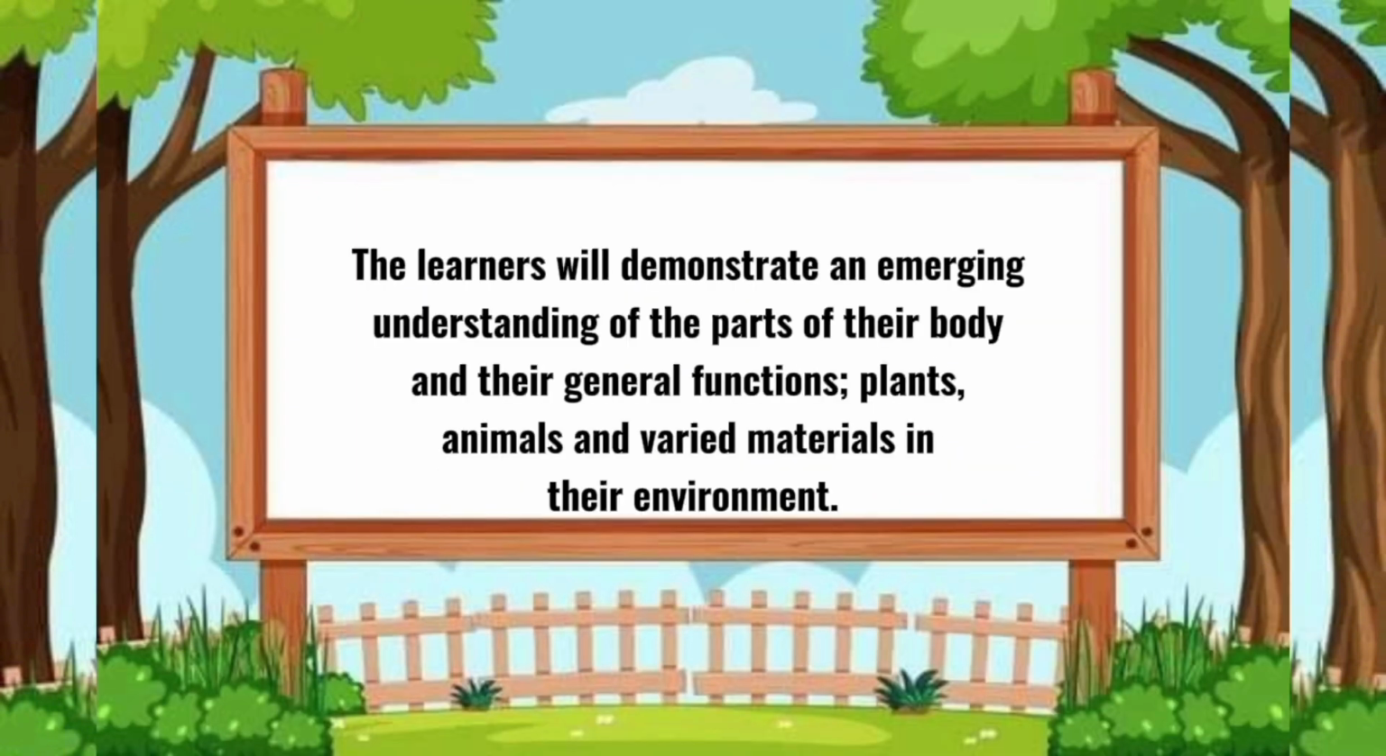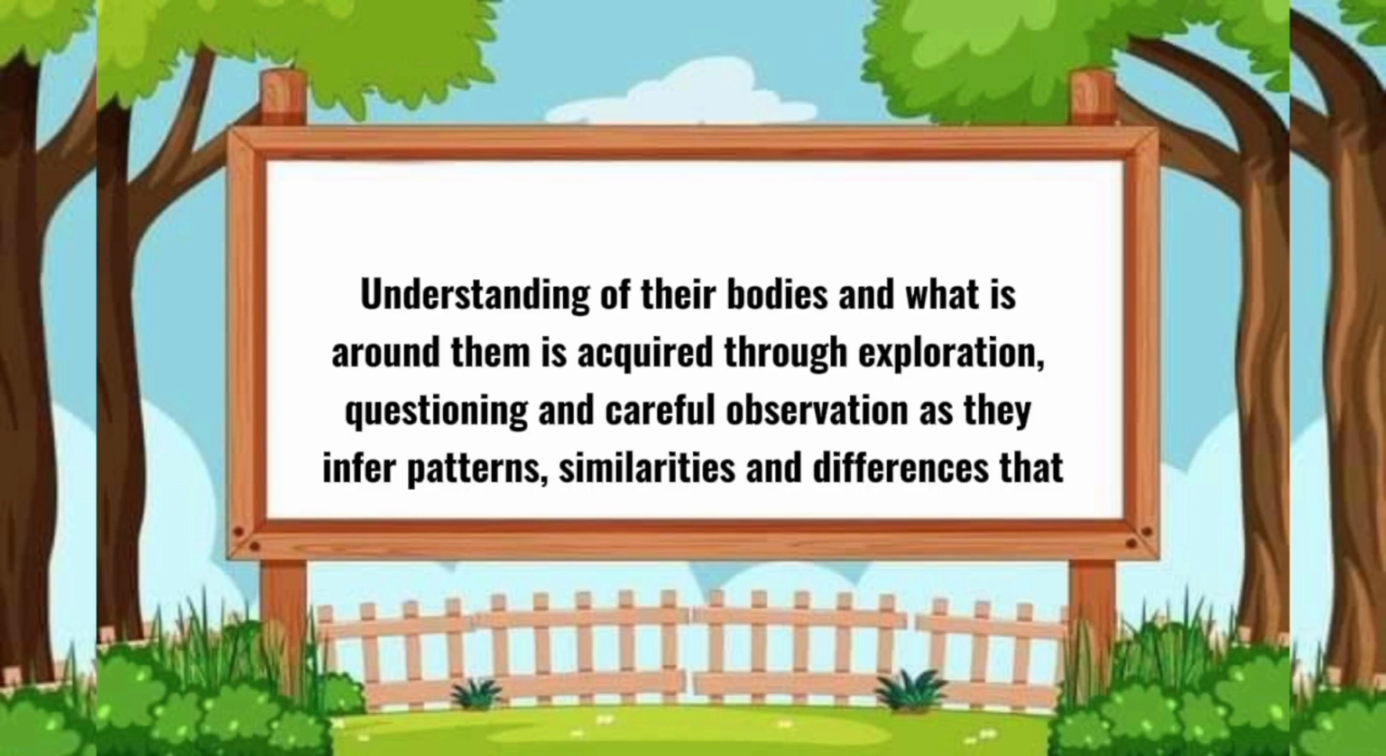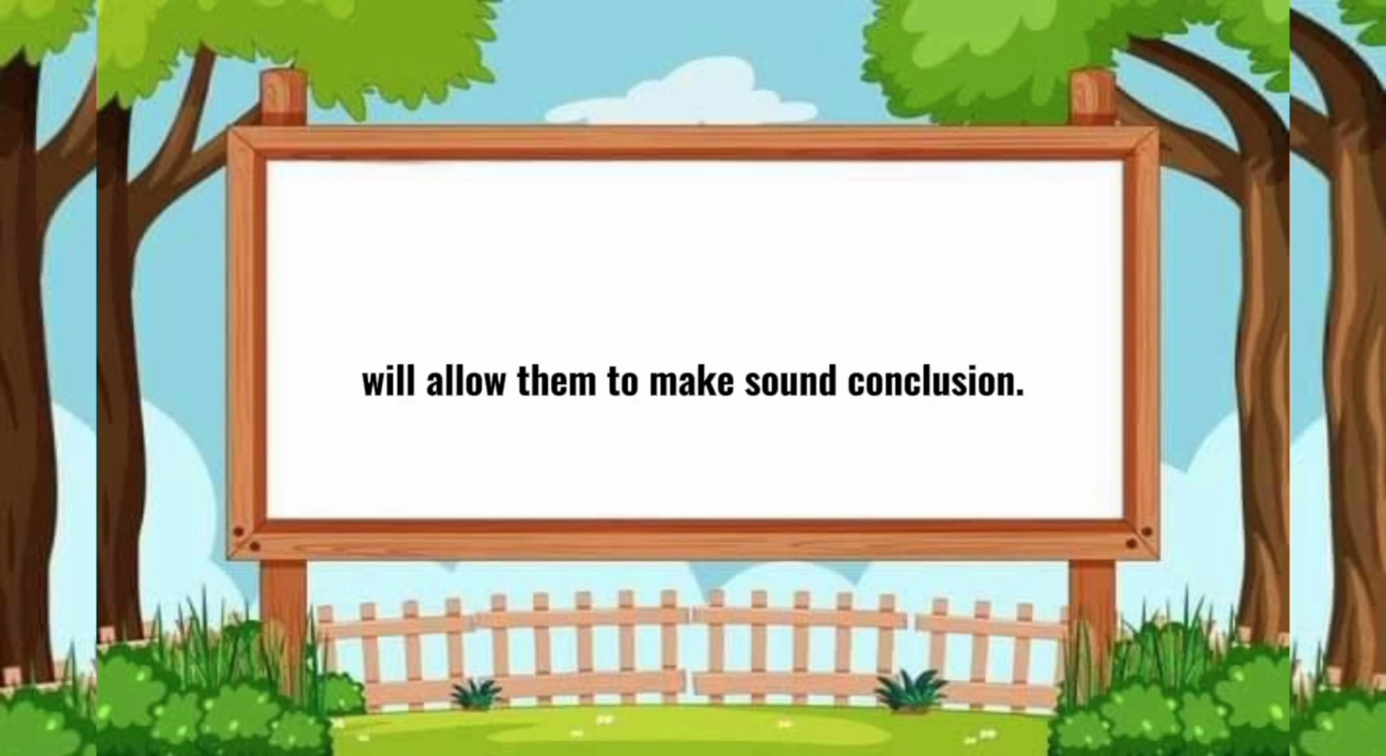In kindergarten, the learners will demonstrate an emerging understanding of the parts of their body and their general function, such as in plants, animals, and varied materials in their environment. Understanding of their bodies and what is around them is acquired through exploration, questioning, and careful observation as they infer patterns, similarities, and differences that will allow them to make sound conclusions.